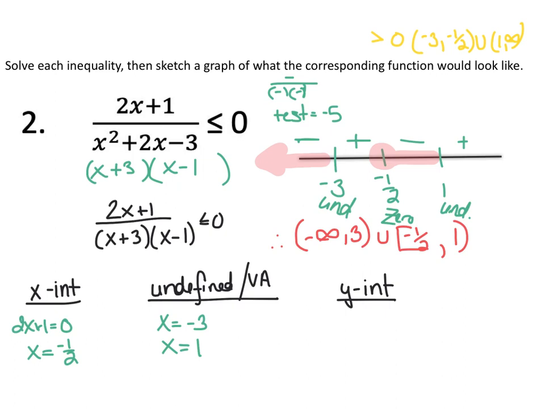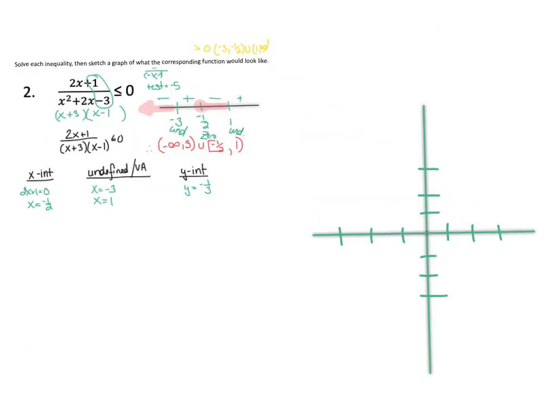Okay, let's analyze the corresponding function. So the y-intercept would be, let x be 0. If I let x be 0, I'm going to get 1 over -3. So y equals -1/3. So let's place some of these values on our graph. -1/2 is an x-intercept, and I have vertical asymptotes at x equals -3 and 1, and a y-intercept at y equals -1/3.